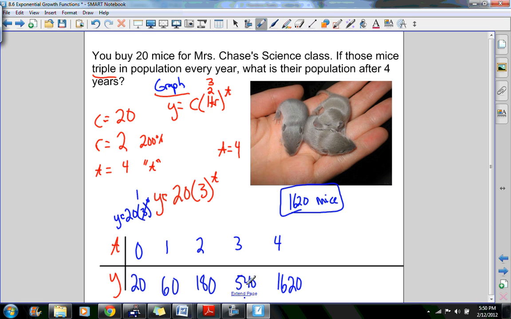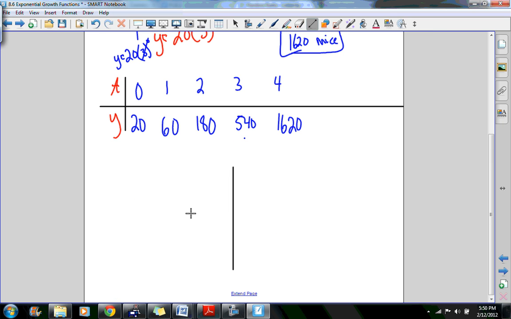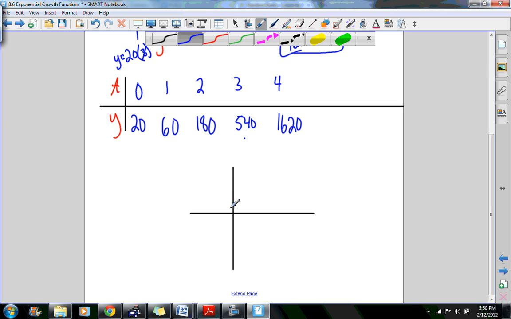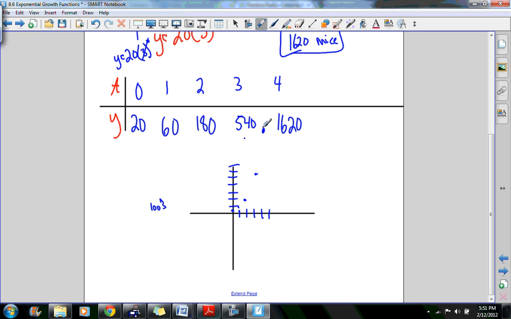The graph, we have to just sketch, because we obviously can't be exact with exponential functions. So this one would look something like this. Let's say these are going to go up by hundreds. Okay, so 20 would be down here. 60 would be here. 180 would be here. 540 would be right about there. And 1620 would be way up there. So our graph would look like that. And all exponential graphs have to look like that, where they shoot up, or they obviously can go down like that.